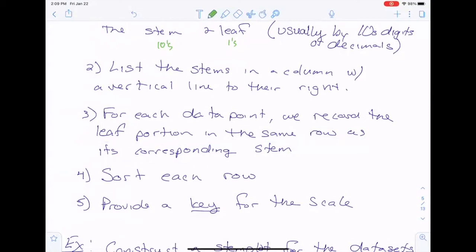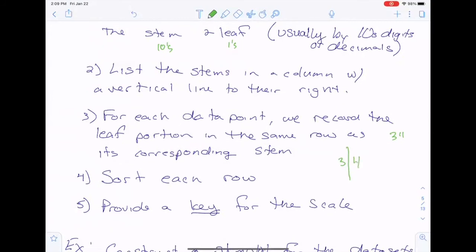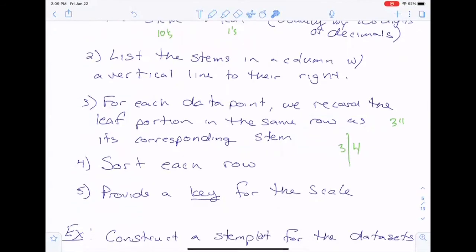So if we get a data point, let's say of 34, we're going to have part of our chart that looks like this. We would write it like this. So we would know to the left of the bar is going to be our tens place. To the right of the bar is going to be our ones place. So we would read this value as 34. And we do that for each data point.